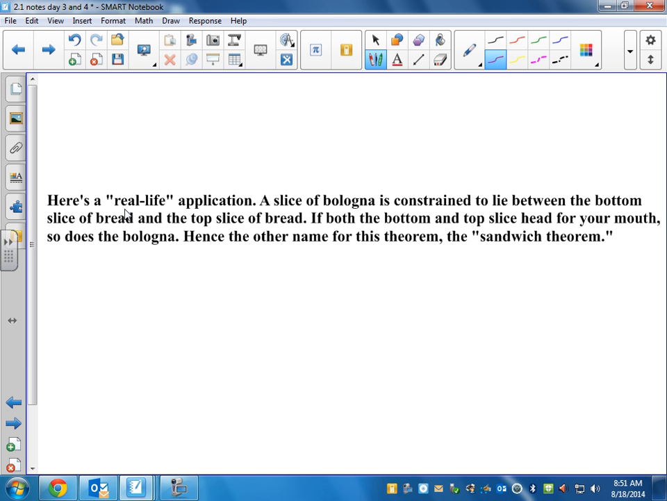So that's what the sandwich theorem is saying. If the top function and the bottom function are both approaching the same thing, then the one that's in between would also approach the same thing. You know, write that down.